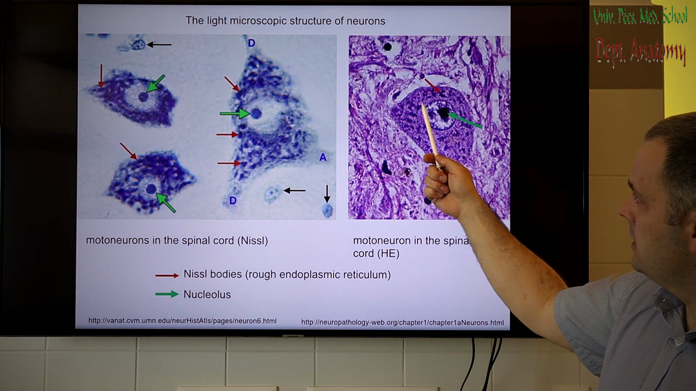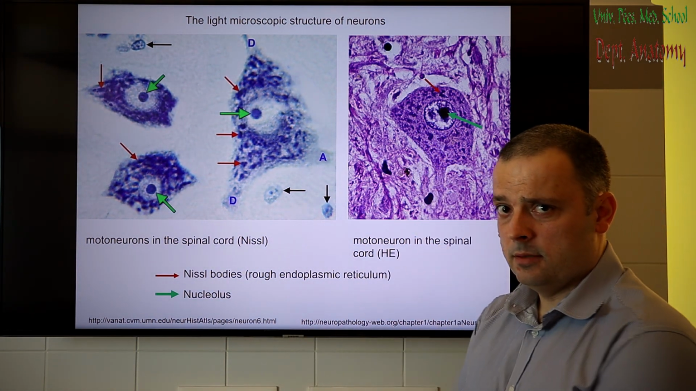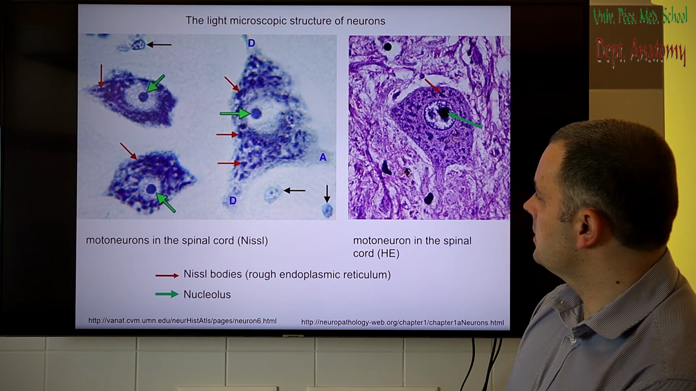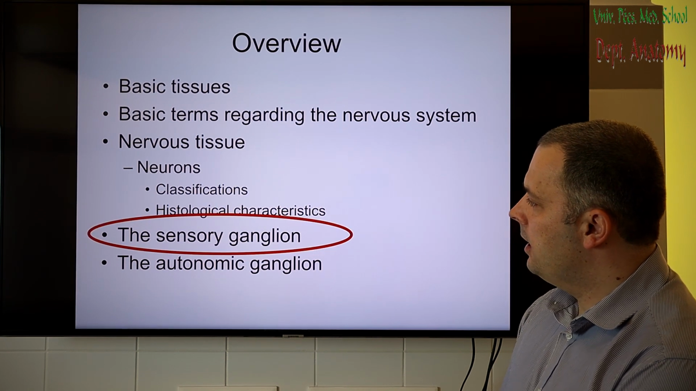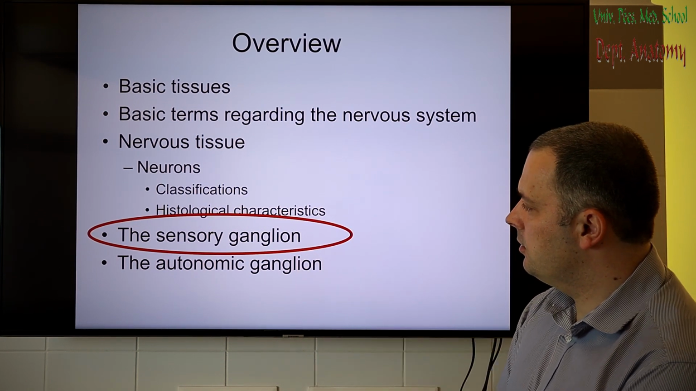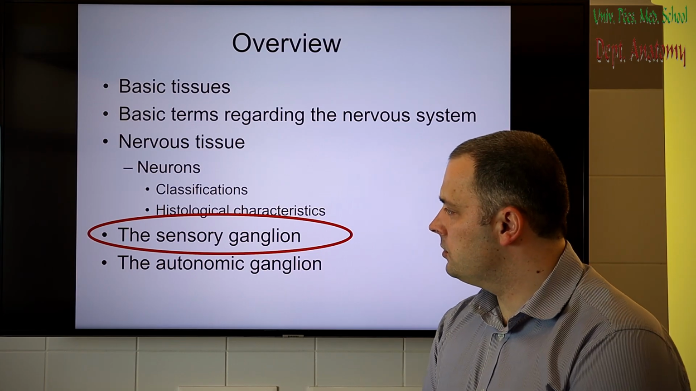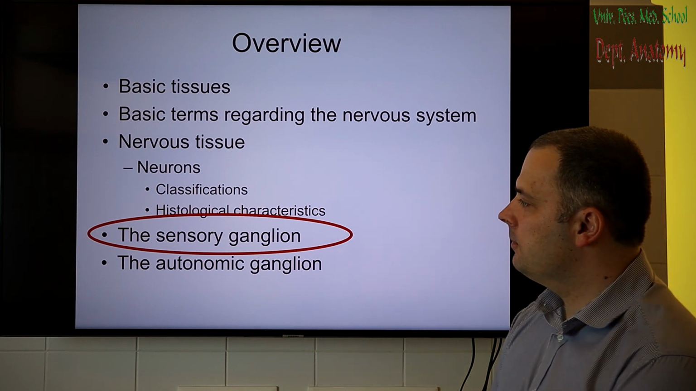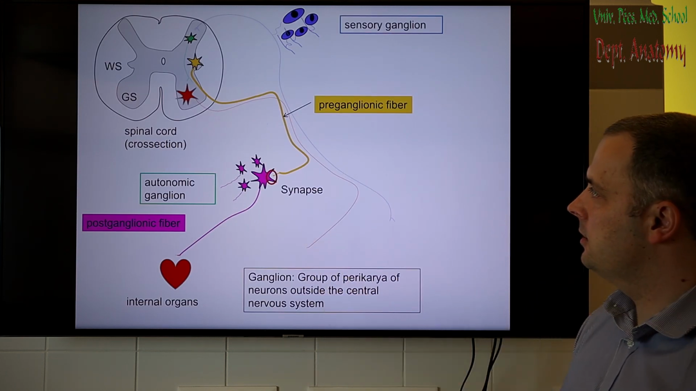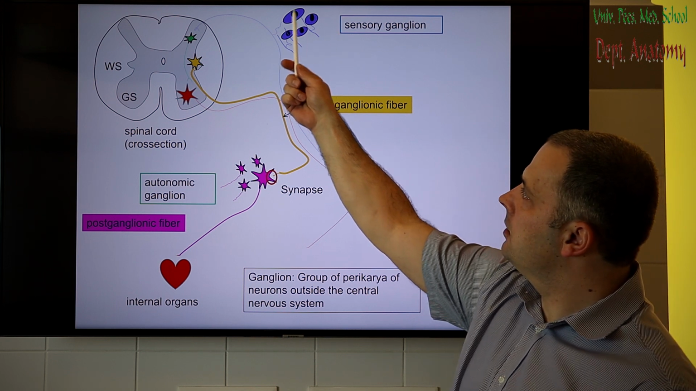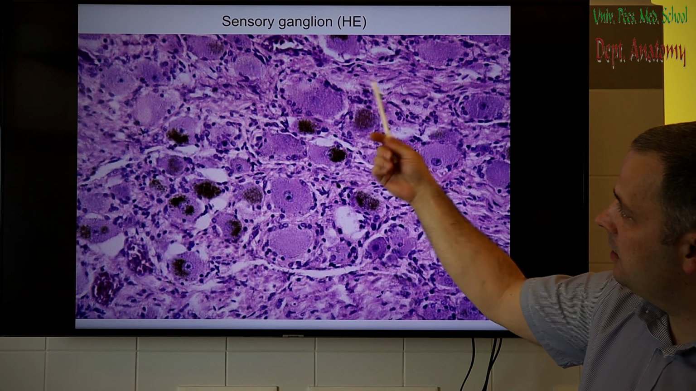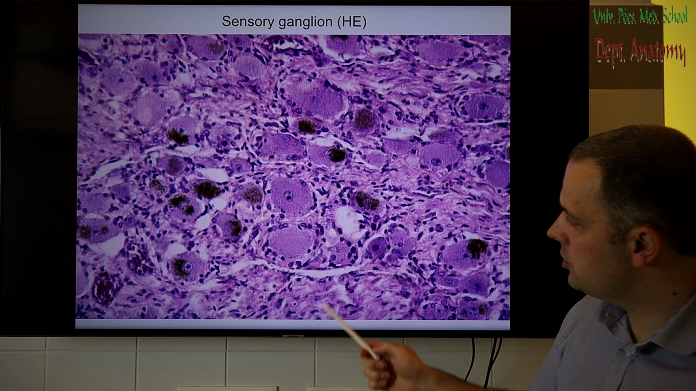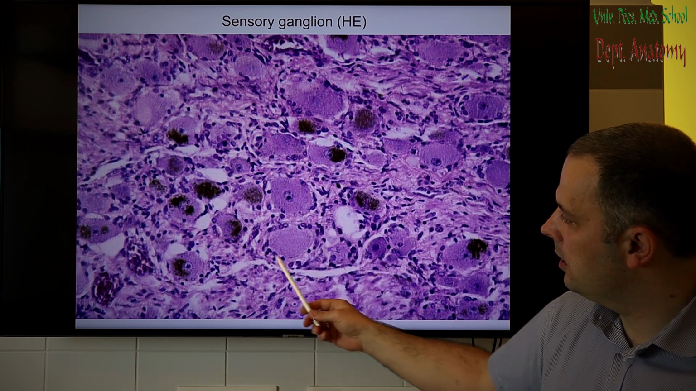And then here you can see the rough endoplasmic reticulum, which is responsible for the basophilic appearance of the neurons in the hematoxylin stained preparation. And in the last part of my lecture, I would like to introduce you to the sensory ganglion. The sensory ganglion, if I want to describe it histologically, is composed of sensory neurons, pseudo-unipolar neurons, and in a hematoxylin stained preparation, you can see large perikarya.